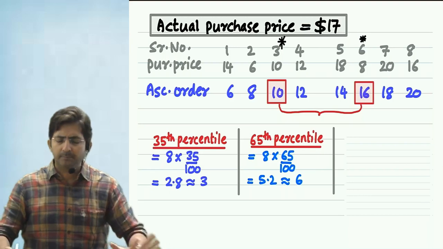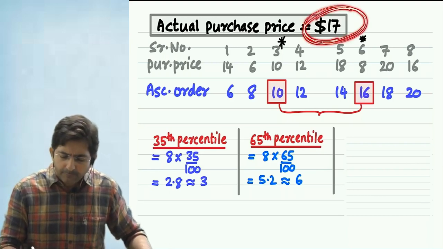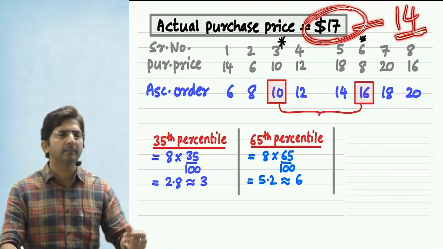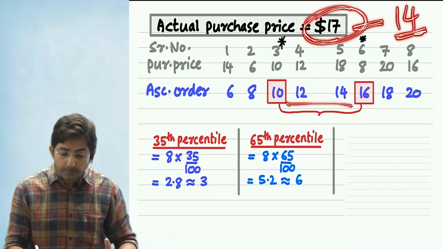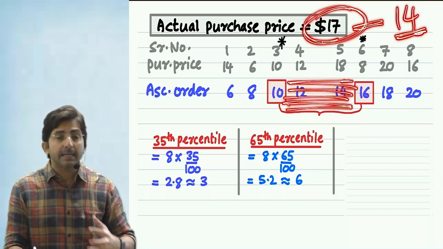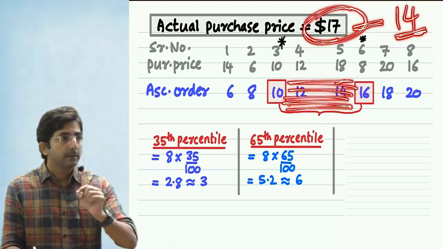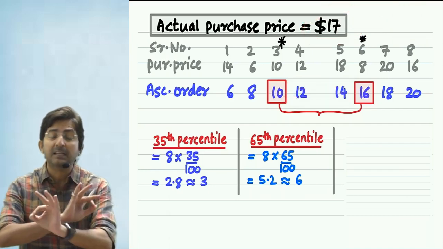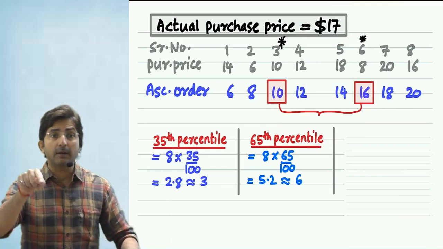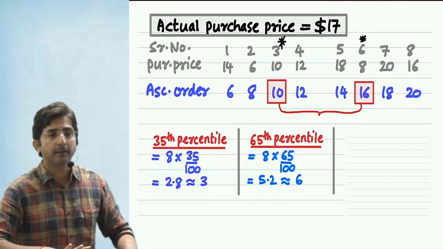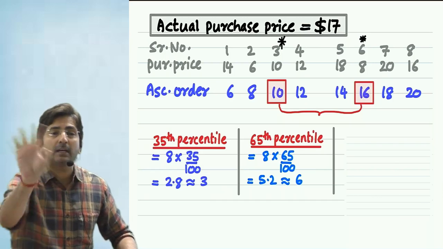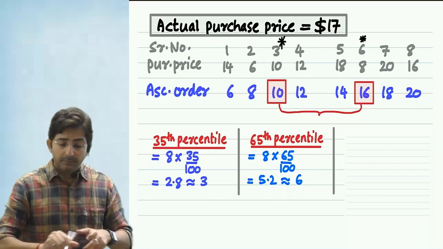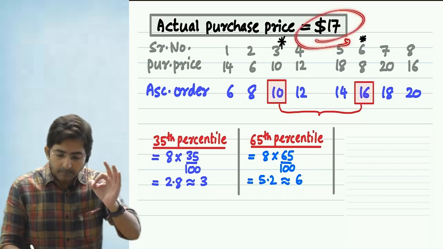But just imagine, instead of 17, if I would have taken an example of, say, $14, then that means it falls between 10 and 16. Then our price is genuine. And once our price is genuine, ALP is scrapped. And whatever the assessee has shown, it will be accepted. No adjustment in the income of the assessee. But that will be when? If the actual price falls between this range.